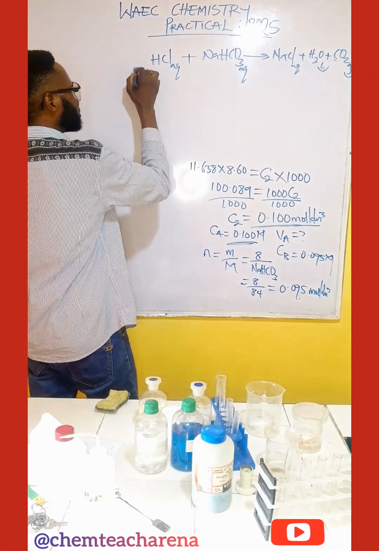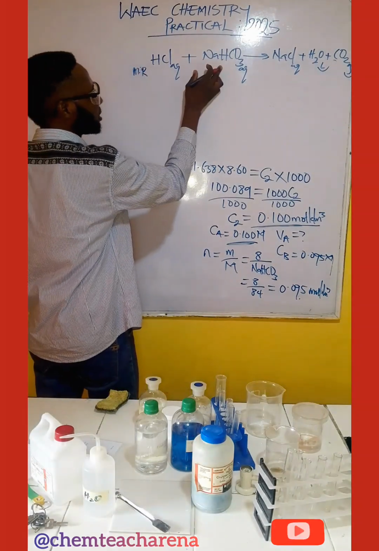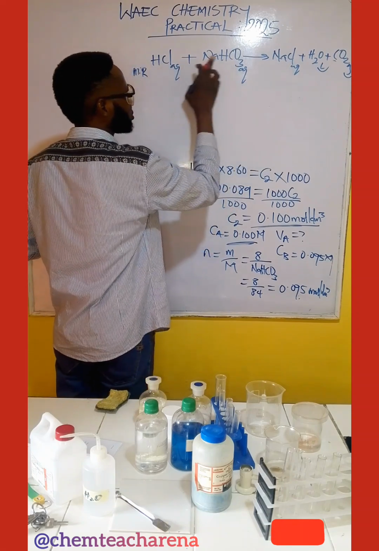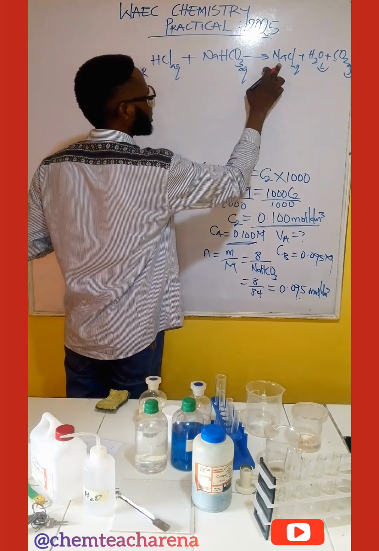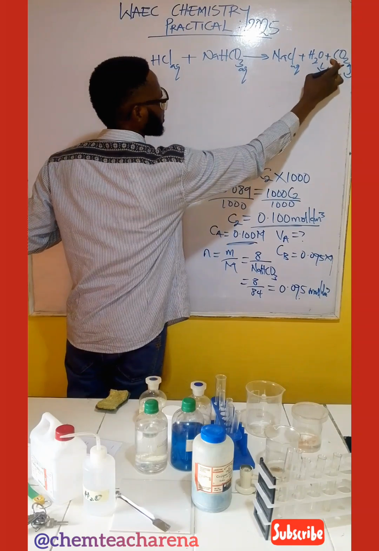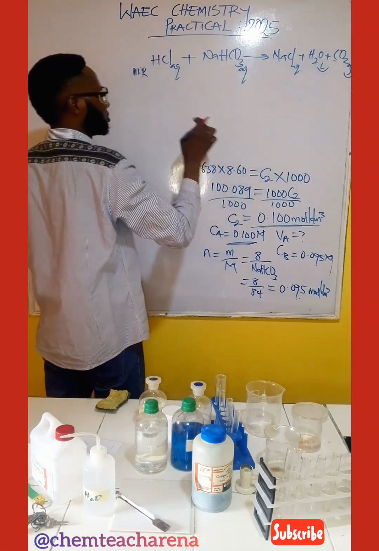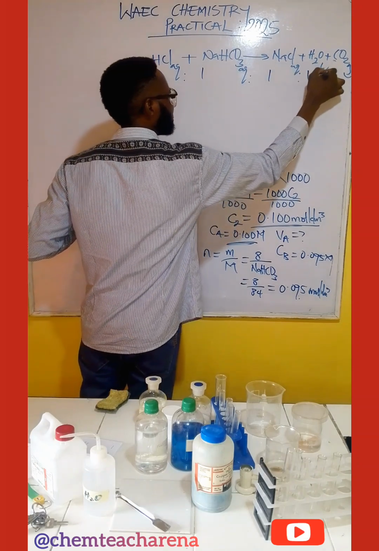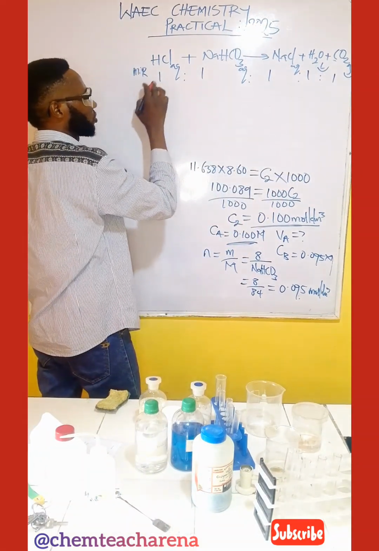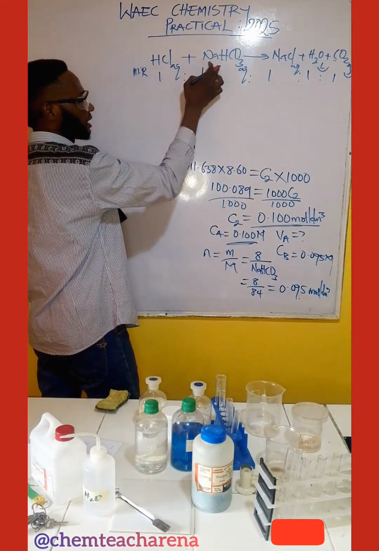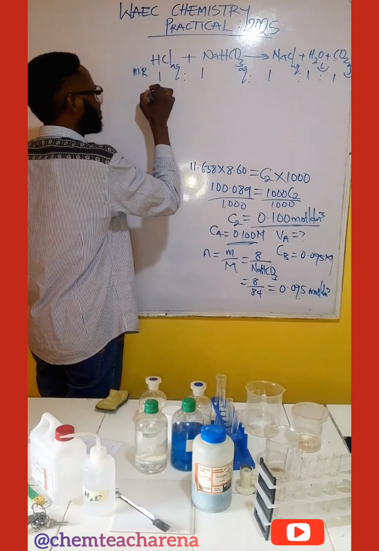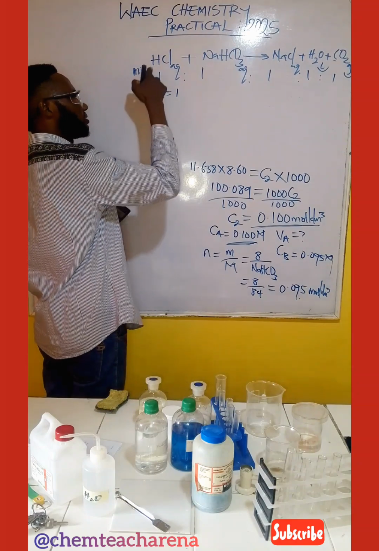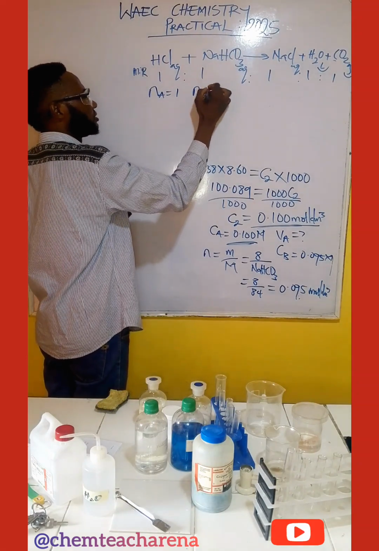Then what is our mole ratio here? Hydrogen is 2 here, hydrogen is 2 here, chlorine is 1 here, chlorine is 1 here, sodium is 1 here, sodium is 1 here, carbon is 1, carbon is 1, oxygen is 3, oxygen is 3. The equation is balanced, so our mole ratio is 1 to 1 to 1 to 1 to 1. So we are merely concerned with acid and the base. So what is the mole ratio now? Number of mole of acid is equal to 1. The number of mole of base is equal to what?